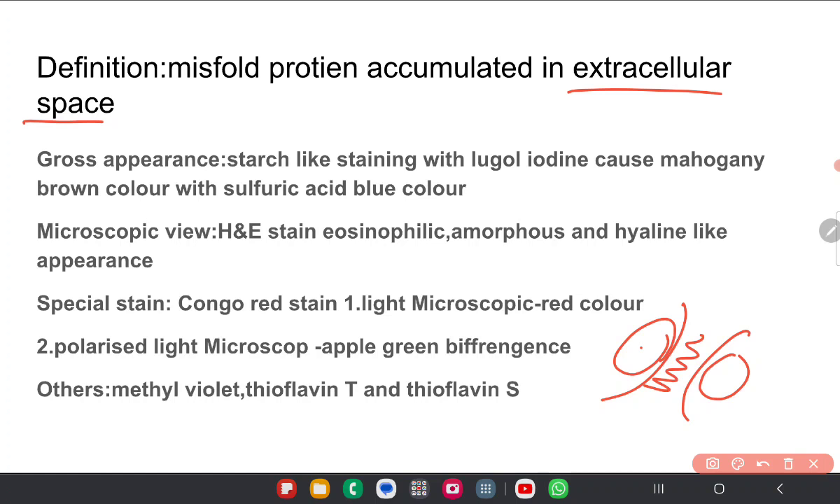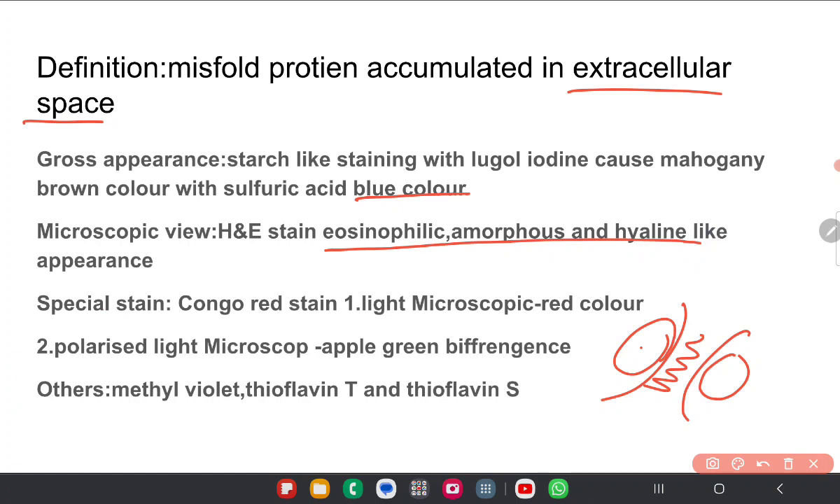Gross appearance: on staining with iodine, it gives a mahogany brown color, and when you add sulfuric acid, it turns blue. What is the microscopic view? On hematoxylin and eosin, it has an eosinophilic, amorphous and hyaline-like appearance. This is major and should be underlined. Then the special stain is Congo red.